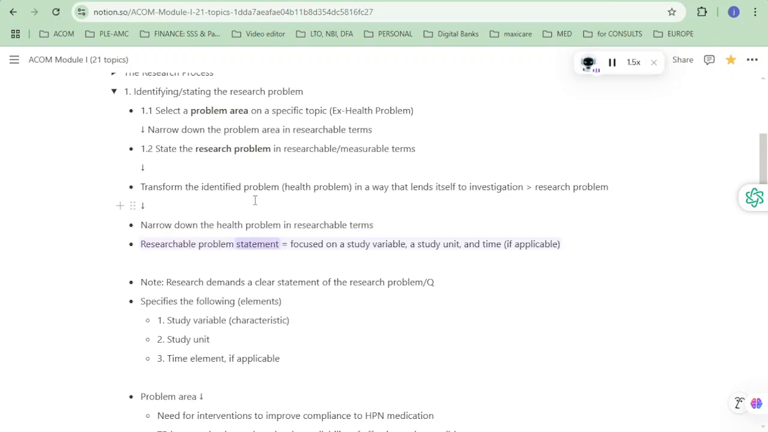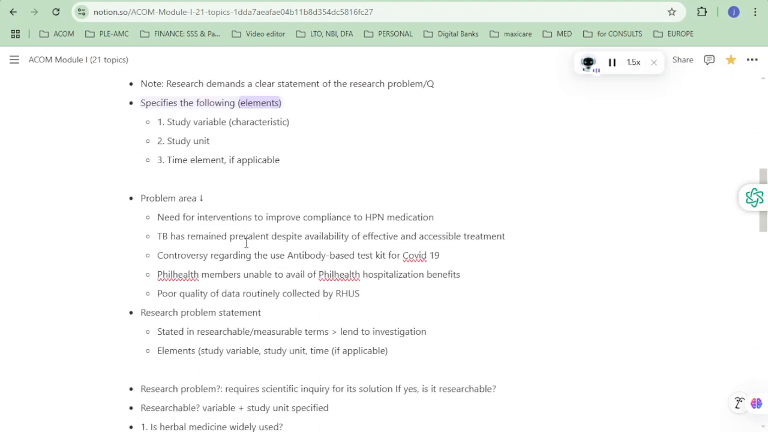A researchable problem statement is focused on a study variable, a study unit, and time, if applicable. Note, research demands a clear statement of the research problem/question. It specifies the following elements: 1. Study variable, characteristic. 2. Study unit. 3. Time element, if applicable.